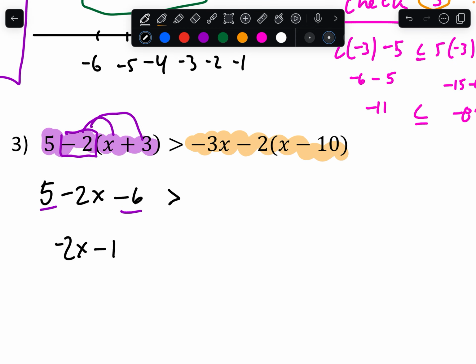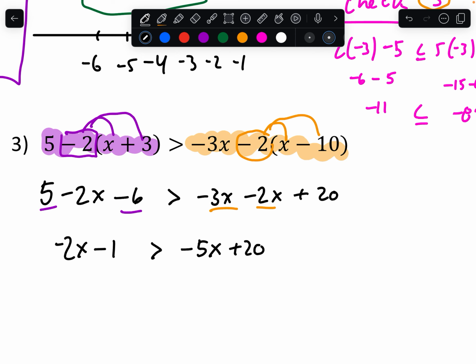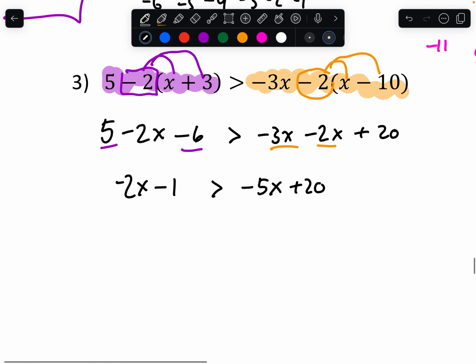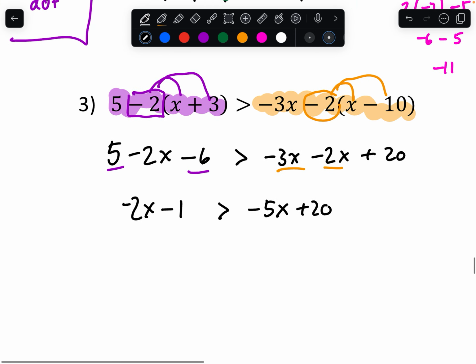Greater than. And then here, similar thing, when we're distributing, we're going to distribute a -2 again. So it gives me -3x minus 2x plus 20. -2 times -10 is positive 20. Like terms here: -3x minus 2x. -3 minus 2 is -5, so -5x plus 20. And now we can solve this. I was just simplifying, now we can solve this.